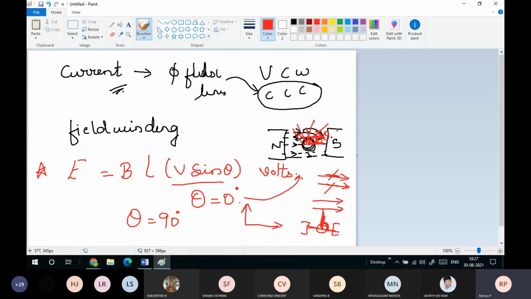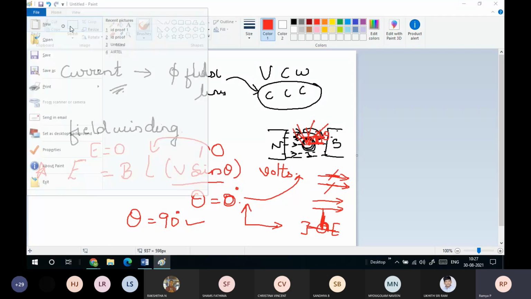So sin 0 is 0, right? If sin 0 is 0, what is my EMF? The entire thing is multiplied by 0, so my EMF will be equal to 0. So if the angle between the flux lines and the current carrying conductor movement is 0, the EMF will not be induced at all. If my theta is equal to 90 degrees, sin 90 is 1, so you are going to get BLV, that is the maximum voltage or the maximum EMF, induced when theta is equal to 90 degrees. Okay, so this is the next thing you have to remember.